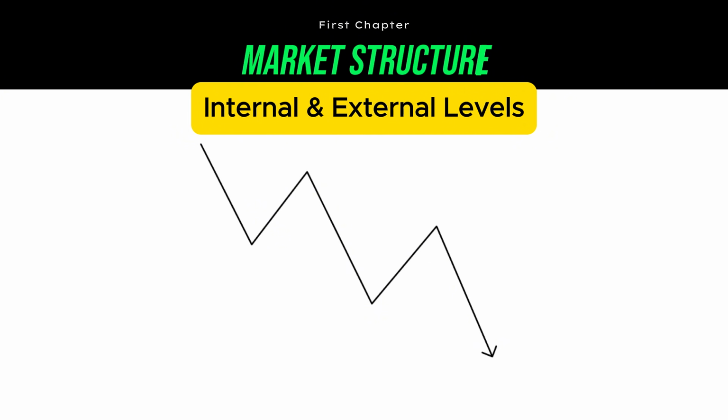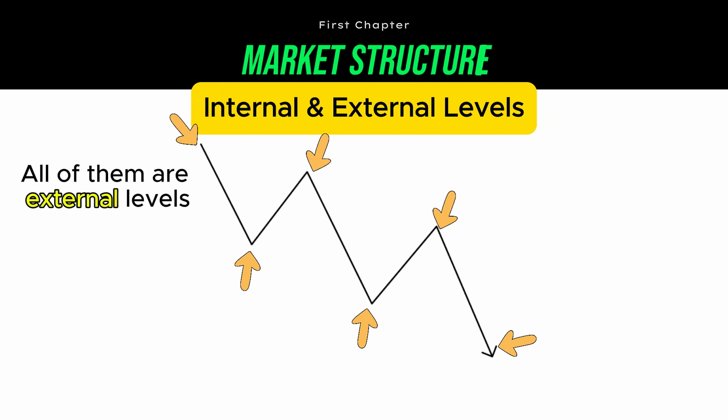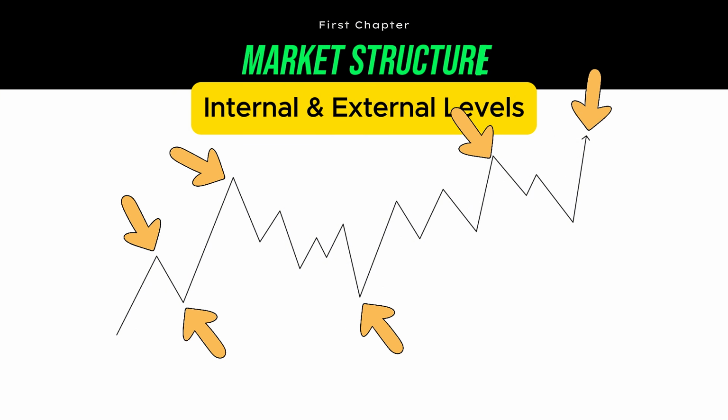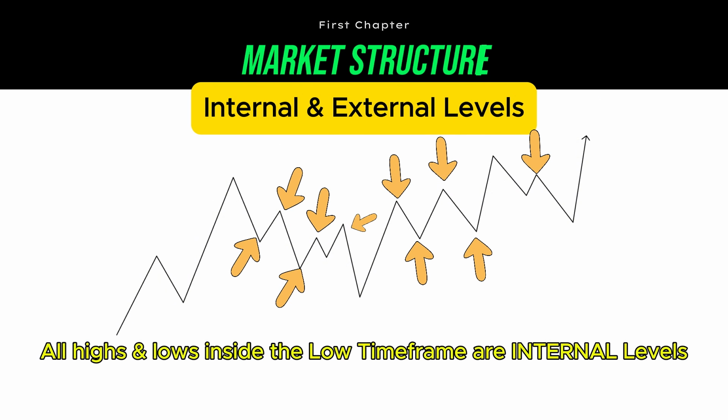Same goes for the simple downtrend. The only levels are the external levels, and they are each major high and low. Now let's look into the more complex price action. Upside, pullback, and break to the upside. First, let's identify the external levels. They are the same as the previous ones, meaning each major high and low. Now into the internal levels. The internal levels are, as we have said, the low time frame structure inside the high time frame. So the internal structure is the price action of the pullback.